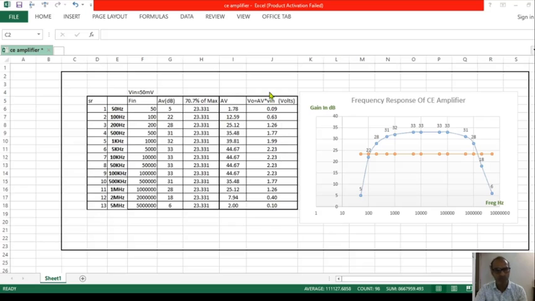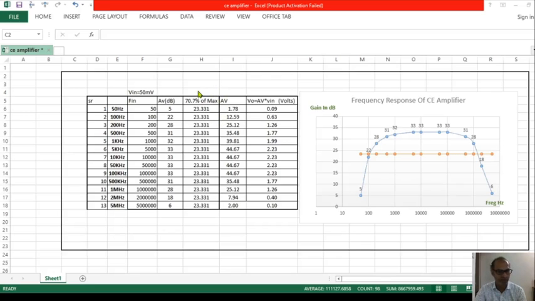So if we take a ratio of output voltage to the input voltage, we get a gain, that is AV. And if we calculate it in terms of decibel gain, it will come this way. For 50 Hertz it's 5 dB, for let's say 1000 Hertz it is 32 dB, and so on.